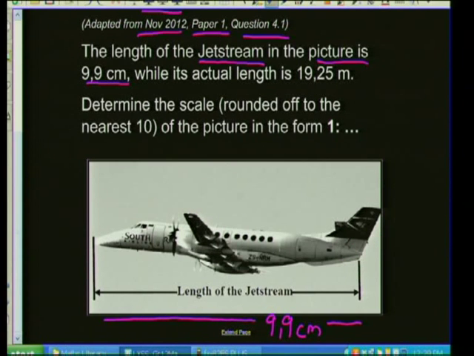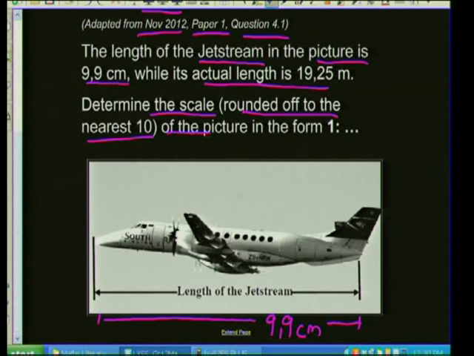Now, I always like to add labels to my pictures, because it makes it easier to interpret the question. So we know that the length here of the jet stream is 9.9 centimeters, while the actual length is 19.25 meters. And they want us to determine the scale rounded off to the nearest 10. It's really important that when you're reading your questions, you highlight what they want you to round to. Also, I like to go back and reread the question, and that's when you'll pick up if you've made a mistake with something like that.